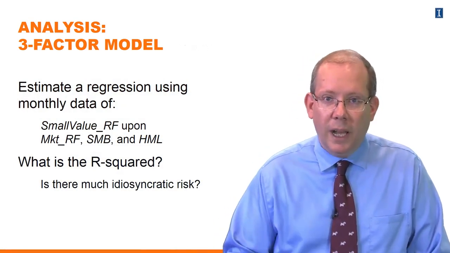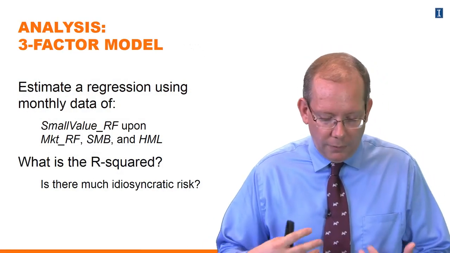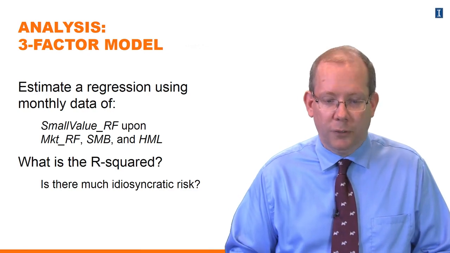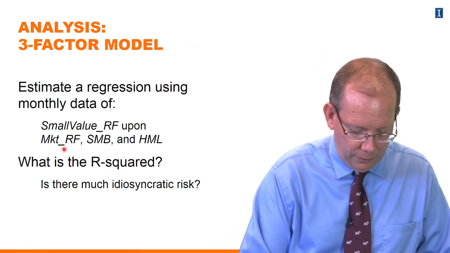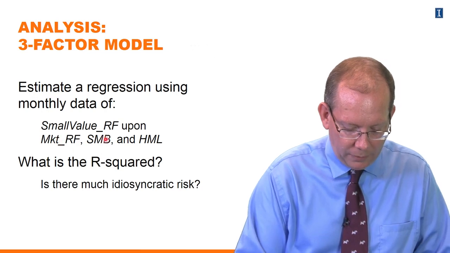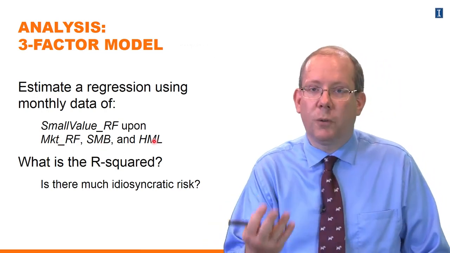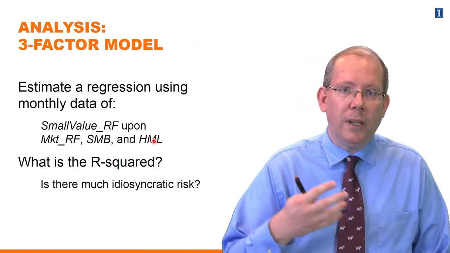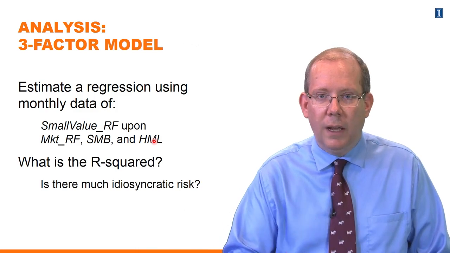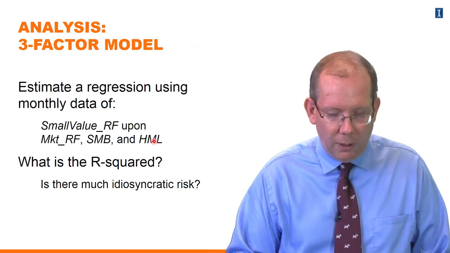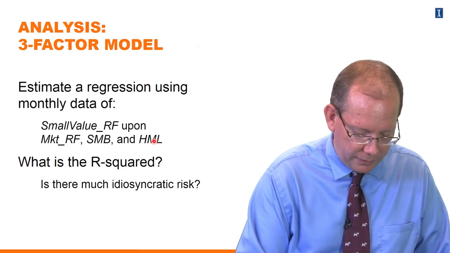Then let's do an analysis of the three-factor model. So we're going to estimate a regression. This time we're relating the excess return of small stocks not only to the market excess return, which is the CAPM model, but we're adding the size factor and the value factor. And what's the R² of this regression? How much idiosyncratic risk is there? How much of the volatility of the small value stocks is simply explained by these three factors?